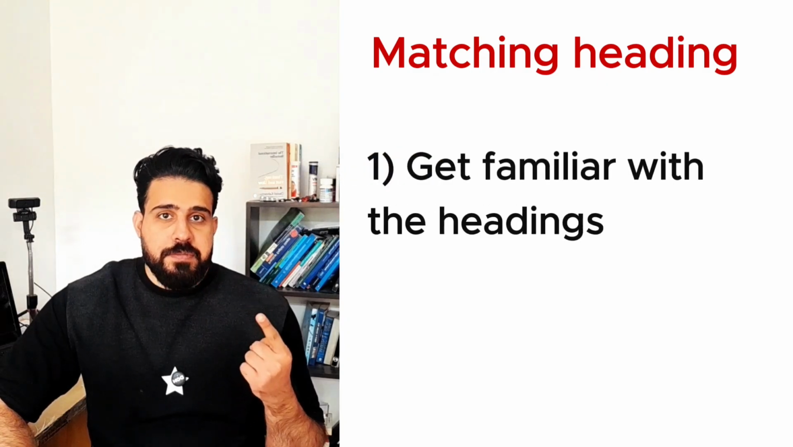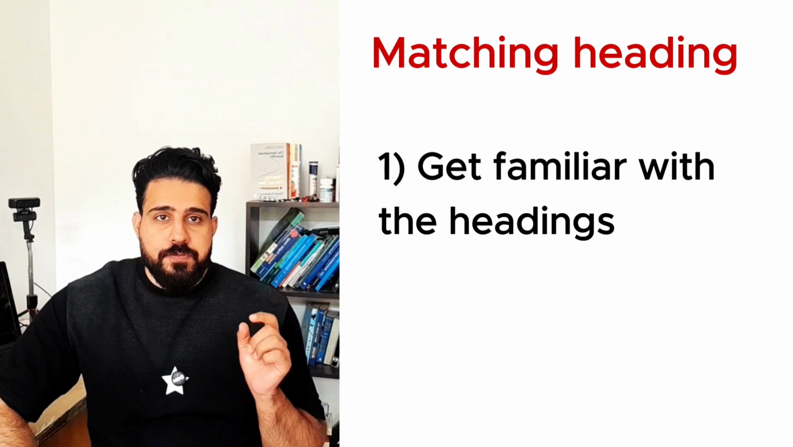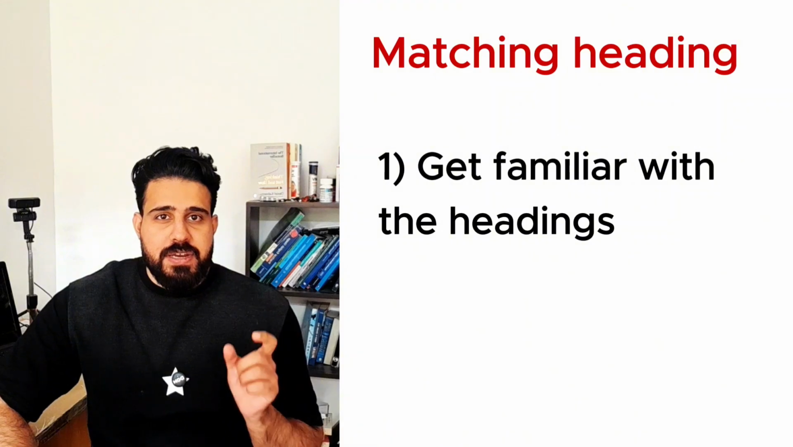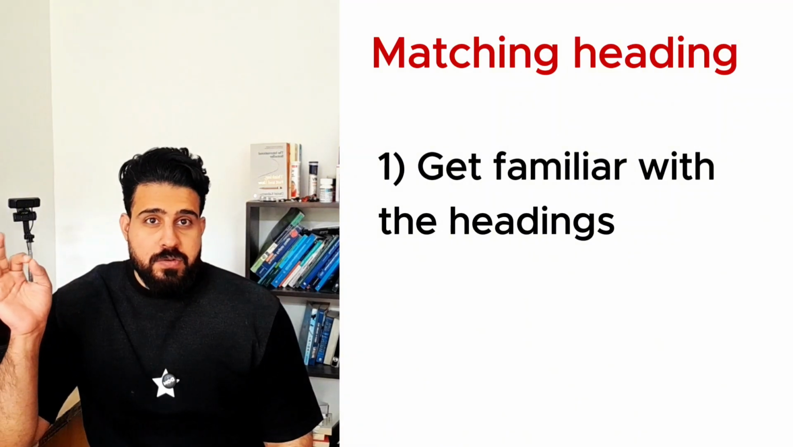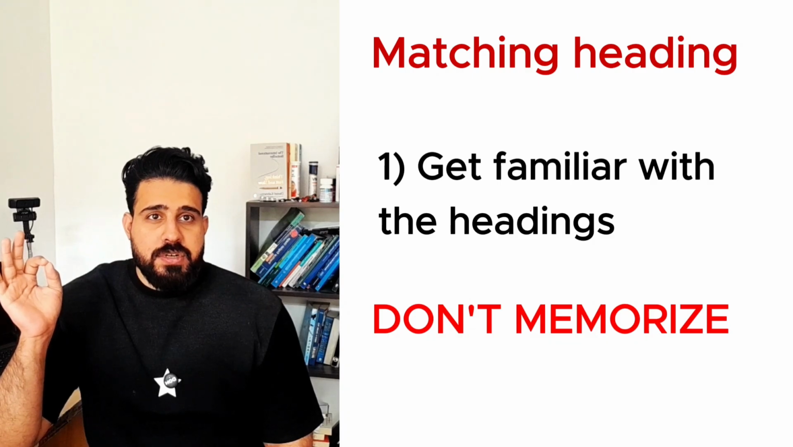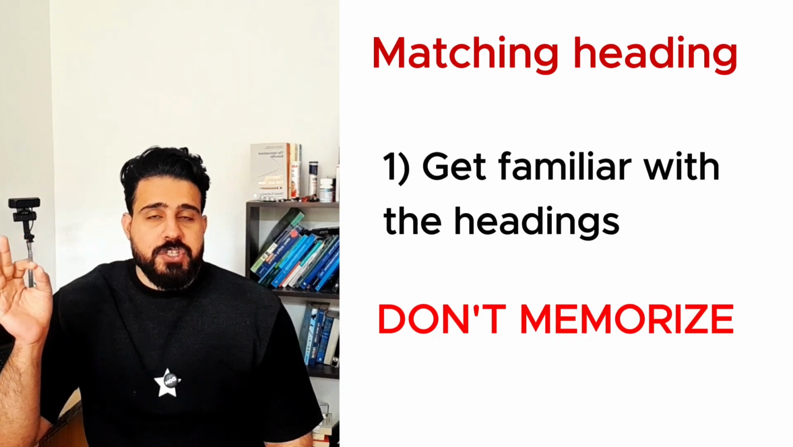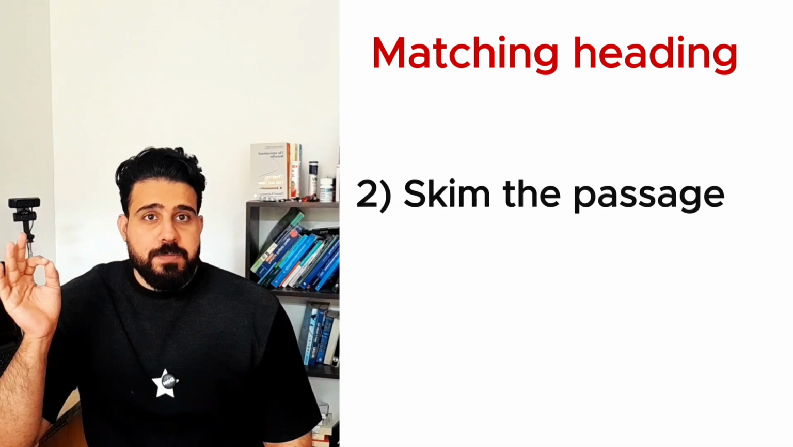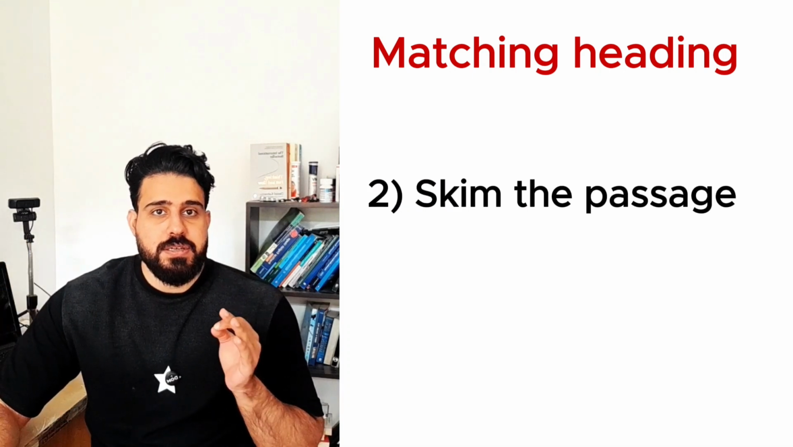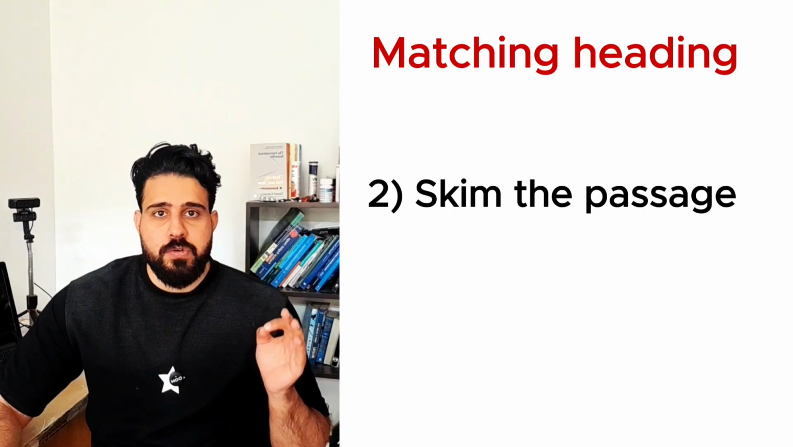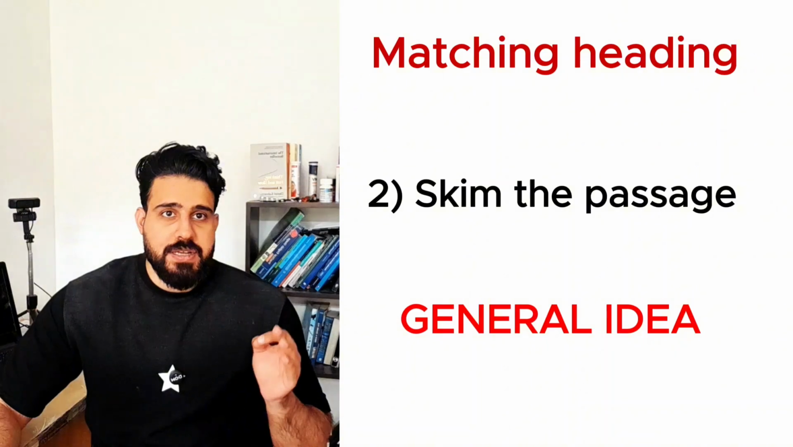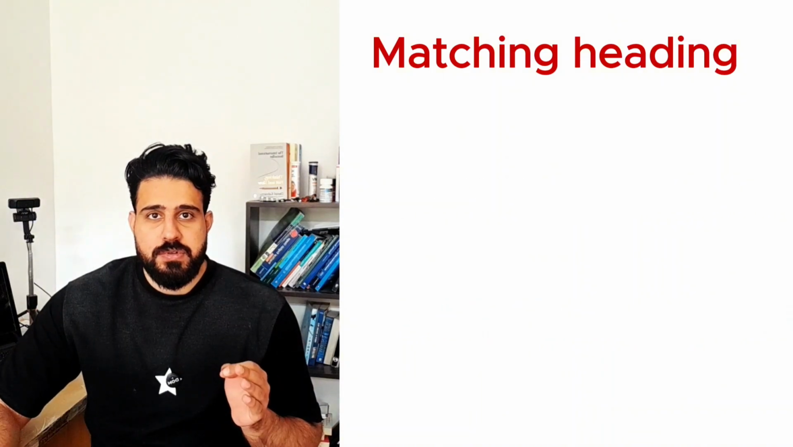Step 1, get familiar with the headings. Before you even read the passage, have a quick look at the list of headings. Don't overthink or memorize them, just try to get a general idea of what kinds of topics or ideas they mention. Step 2, skim the passage. Do a quick skim through the text to get a sense of what it's about overall. Is it talking about technology, history, health? That's all you really need to do.